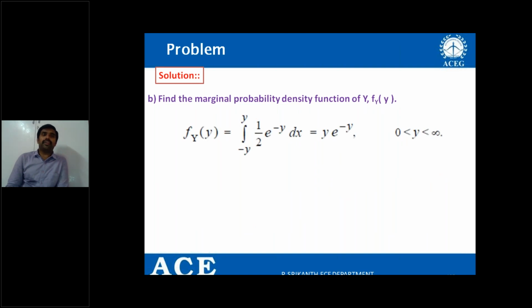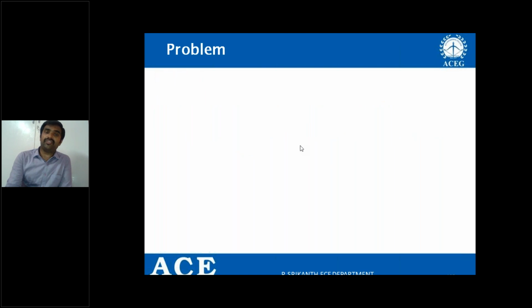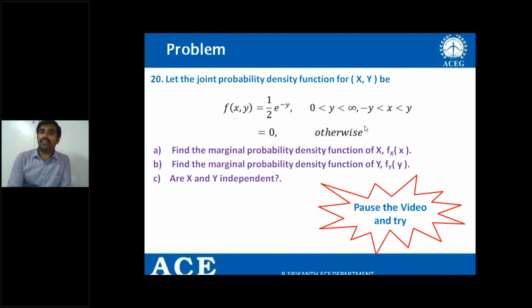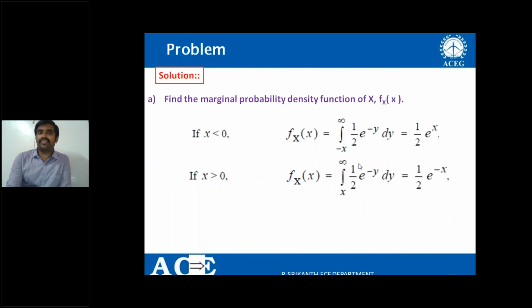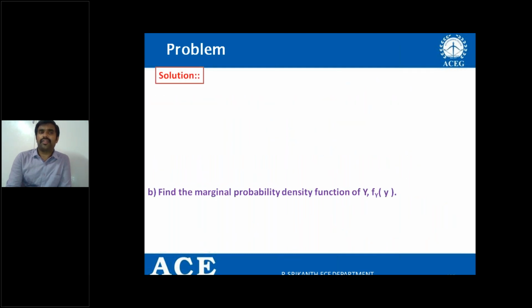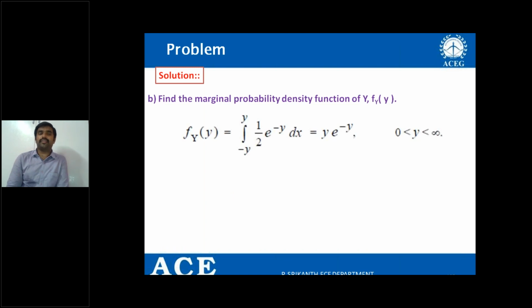Next, how do you find the marginal density function for y? In a similar way, f y of y equals, we need to vanish x. What are the limits for x from the given data? From the given data, the limits for x are from minus y to y. Directly you can take, right? The x limits are from minus y to y, and the resultant is y into e power minus y, where y is varying from 0 to infinity. Am I clear? That's it.